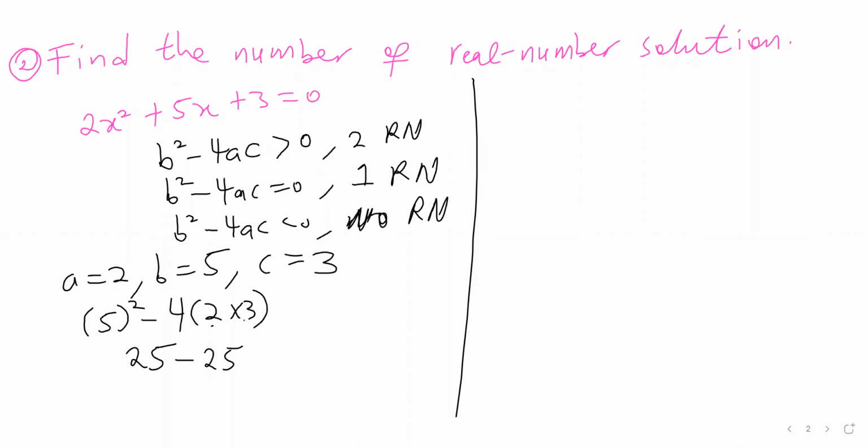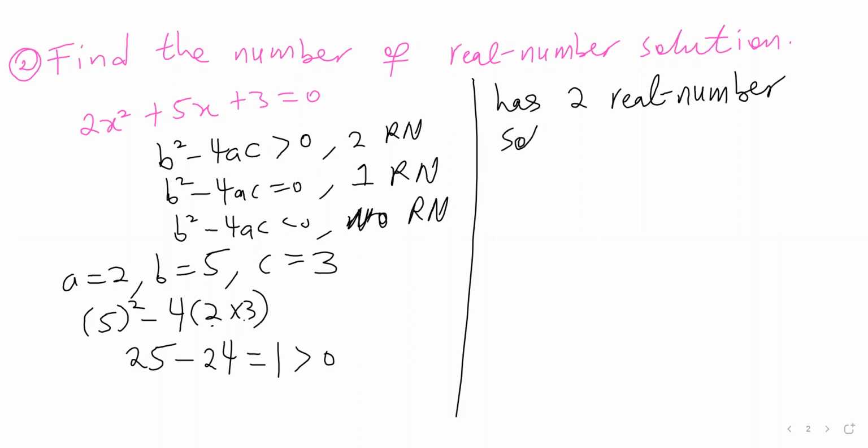25 minus 24 is equal to 1, which is greater than 0. So it means the given quadratic equation has two real number solutions, because b squared minus 4ac is greater than 0.